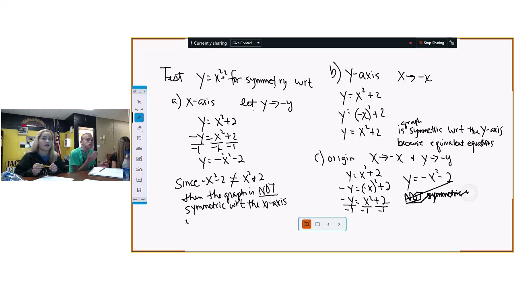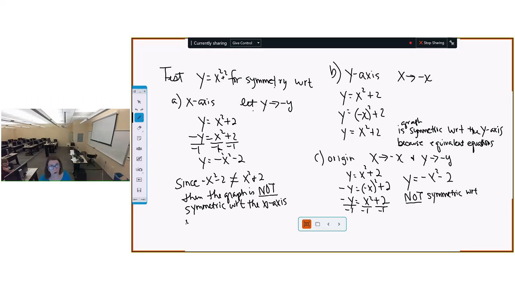So the origin is the odd functions. I'm sorry? So the origin is the odd functions. Yes, the origin is the odd functions. If it is symmetric with respect to the y-axis, it's even, and the x-axis is nothing right now. But we're going to get into even and odd functions later. I will just mention it now.